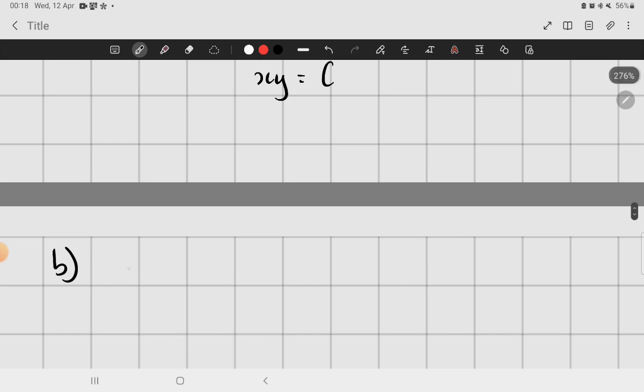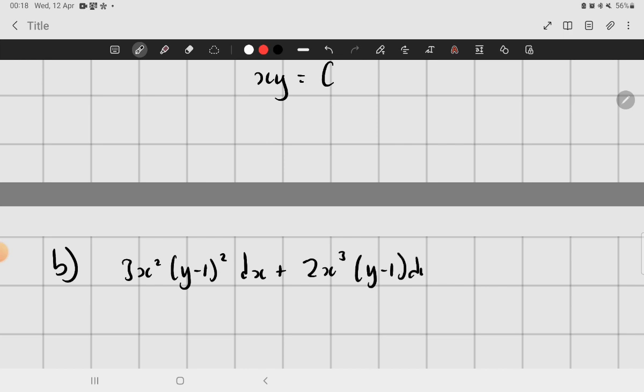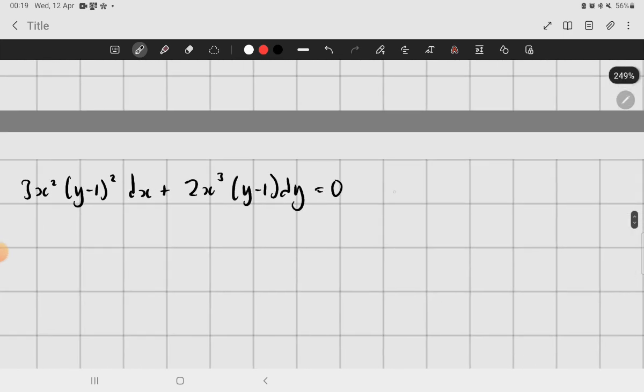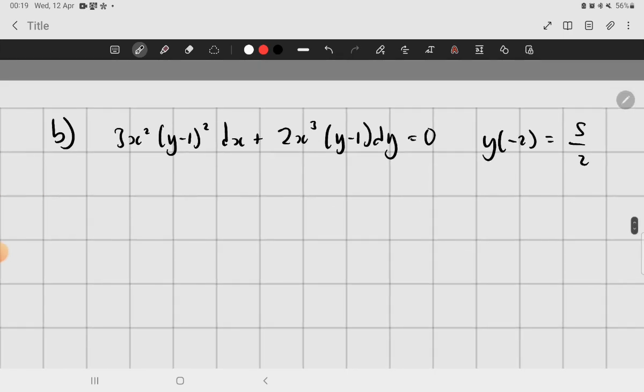Oh, sorry. 1 minus y squared dx plus 2x cubed y minus 1 dy. Sorry. This is equal to 0. And the initial values they give is y of negative 2 is equal to 5 over 2. So those are our initial values. And okay, first things first, determine the function of m and function of n. The second step is using the test of exactness. If they are equal, that is the differential equation is exact. Then the third step, you either can integrate in respect of x or y, doesn't matter.